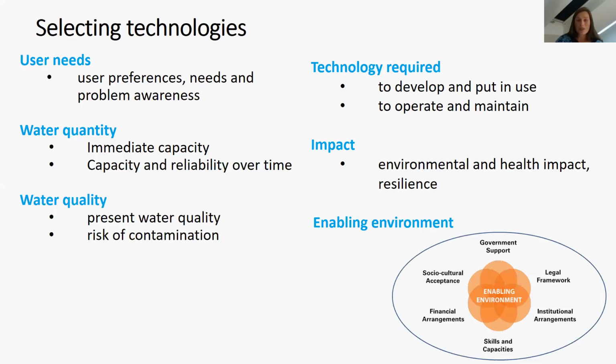And finally, as we already discussed in the sanitation module, the enabling environment is extremely important for selecting any kind of technologies, because in this case, we talk about government support, legal frameworks, institutional arrangements, skills and capacities which are there, all kinds of financial arrangements which are in place, as well as social and cultural acceptance. So all factors which affect the enabling environment, or in some cases it can be a disabling environment, which will not let us implement long-term, sustainable solutions because of missing links in this enabling environment.